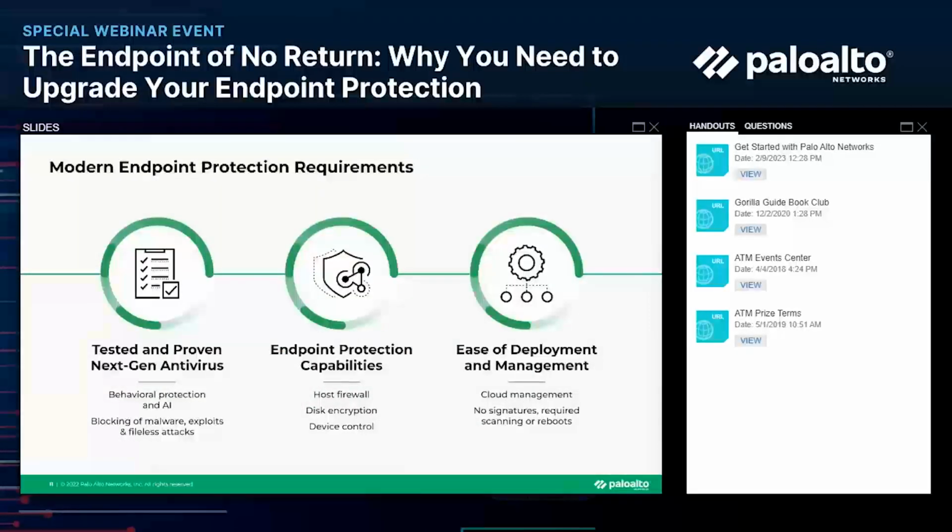So let's take a look at the modern endpoint protection requirements. These are the features and capabilities that you should be looking for when you're upgrading your endpoint security. You need the most innovative capabilities to keep up with the evolving threats that we just talked about. Next-gen antivirus solutions offer advanced endpoint security with features like machine learning and behavioral analysis to offer far more sophisticated protection than traditional solutions.